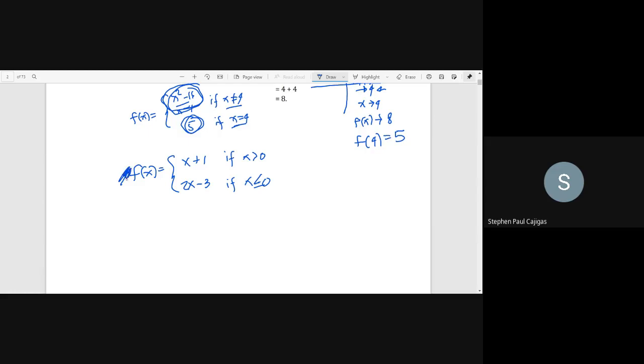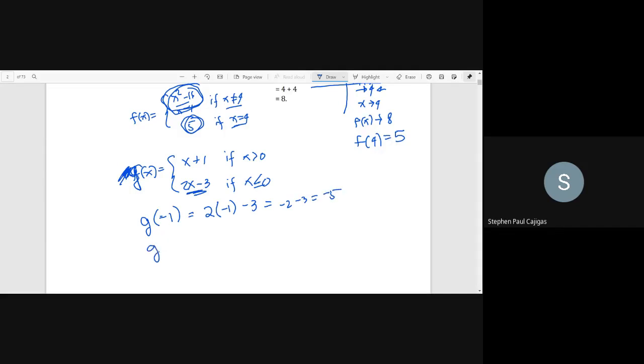We're looking at this function, in a second function. Let's make this g so we don't get confused. So g. What is g of negative 1? Is that greater than 0 or less than or equal to 0? Less than. Negative 1 is less than 0. So because it is less than, this is the one we will use. So we substitute 2 times negative 1 minus 3. So we get negative 2 minus 3, negative 5.